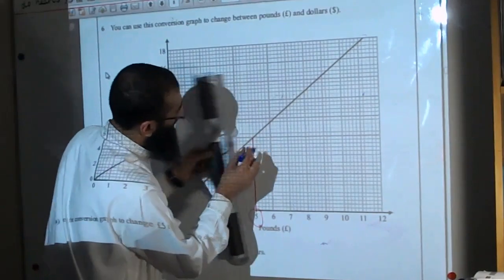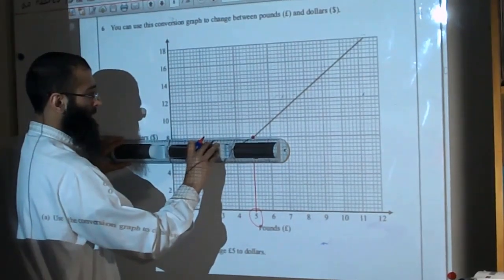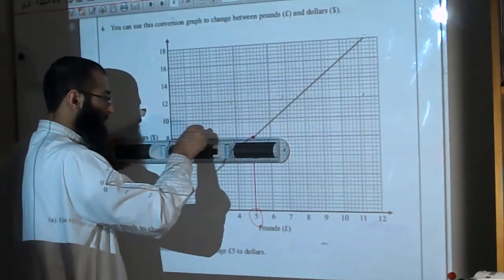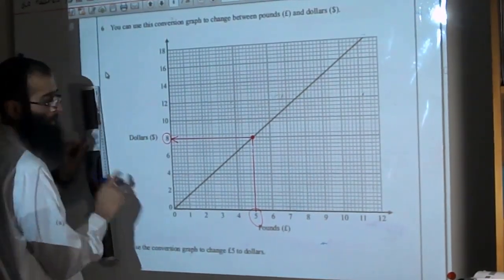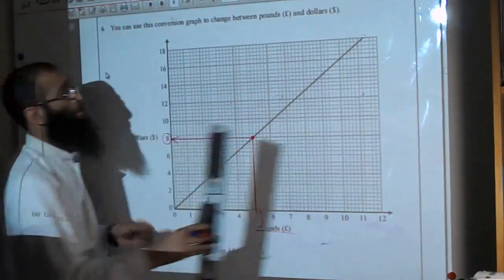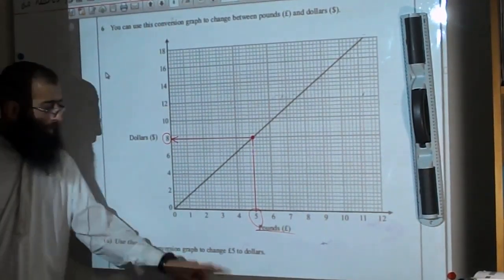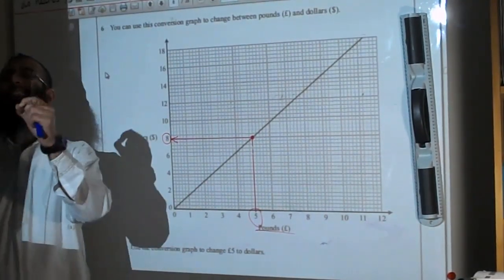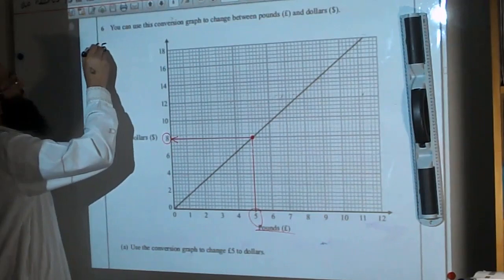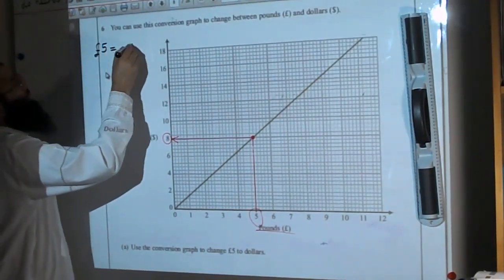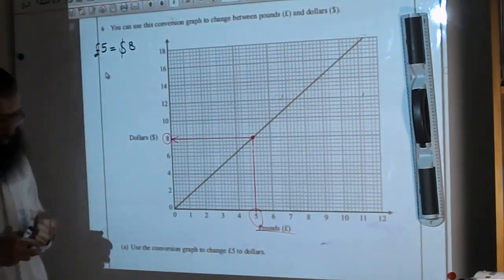Can everybody have a go at that, please? Okay, done that? Right, what has everybody got? They give you £5 on purpose because £5 according to the graph gives you exactly how many dollars? Exactly $8. So we can say that £5 is equal to $8. Okay, from the graph. That's the first part of the question.